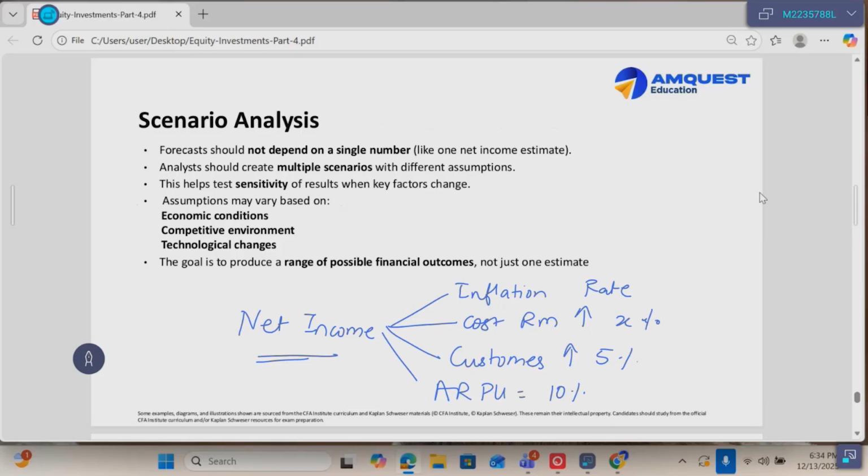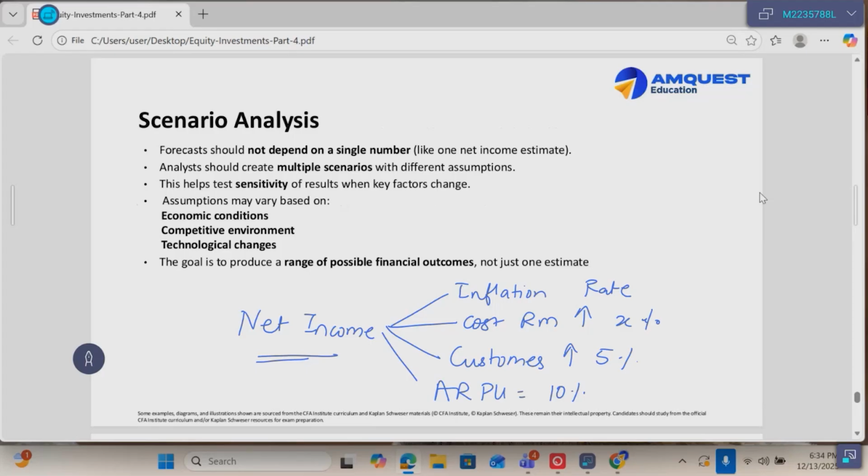So when I'm preparing my financial model, I change all these rates. As per the situation, we have a best case, base case, and worst case situation. And then we'll try to find out how much it will be impacting my net income. It's easier to do this in Excel. It will be relatively difficult to explain this in theory. So this is scenario analysis.